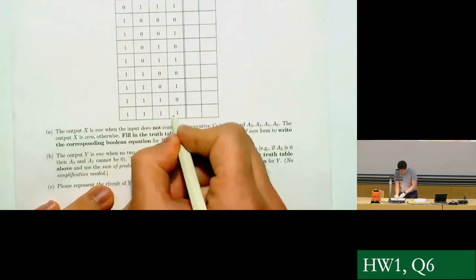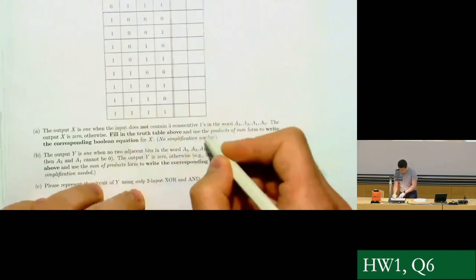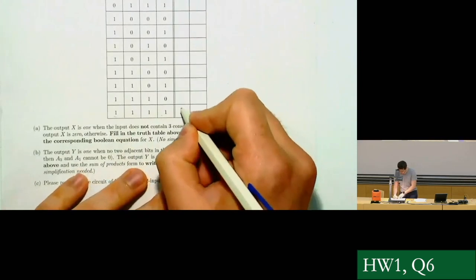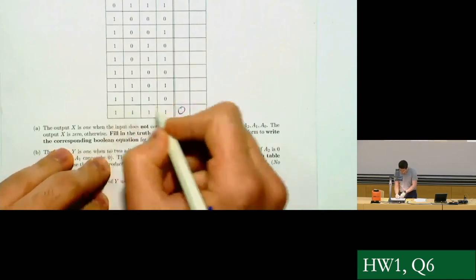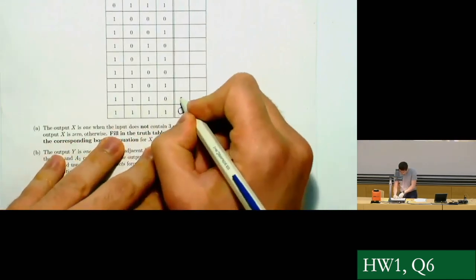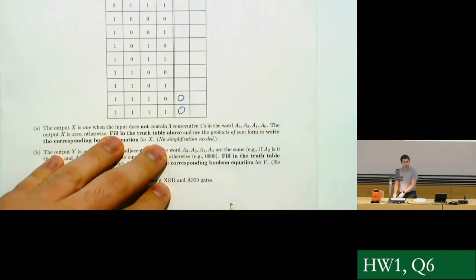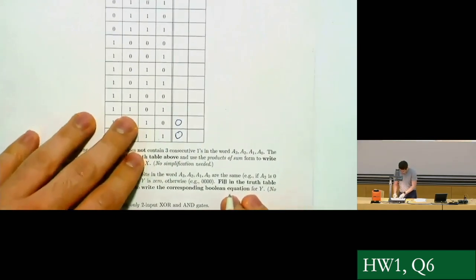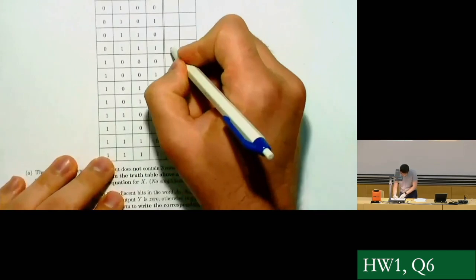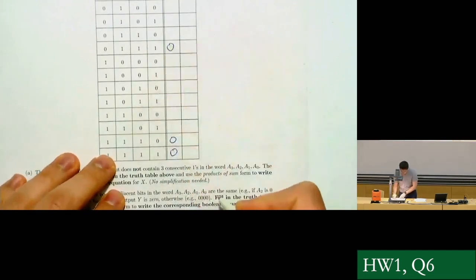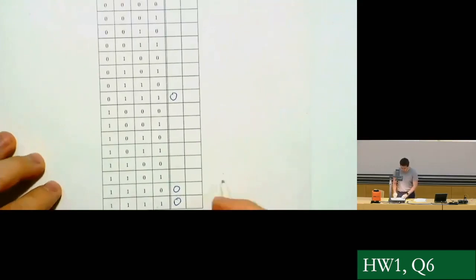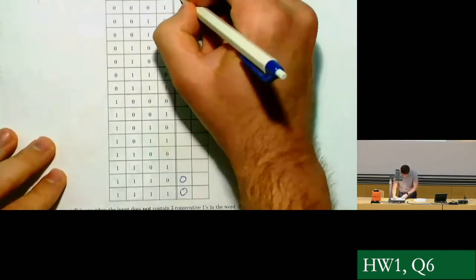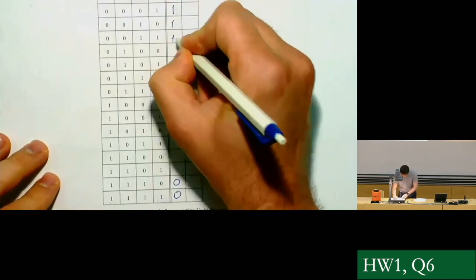So for example, it contains 3 ones consecutively, right? So this means that here X should be 0. And we also have 3 consecutive ones here, so here also X should be 0. And the last one is here, so this is 0. But for the rest of these, X will be 1. Why? Because for the rest of them, I won't have any 3 consecutive ones. And let's just very quickly write this.